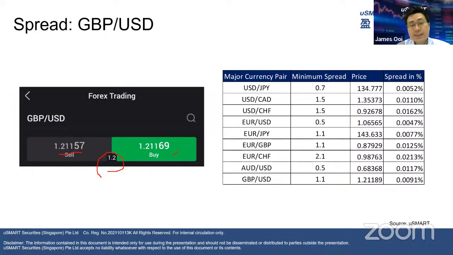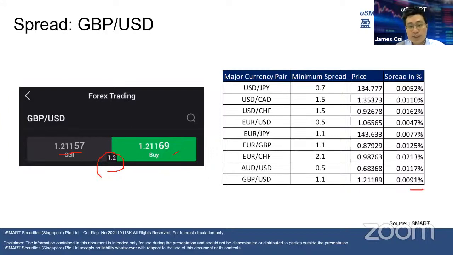And to put things into perspective, is it very difficult to wait for the price to flip 1.2, which is 0.00012? I would say that maybe it's not as difficult as you think, because 0.00012 is only about 0.0091% of the price itself.